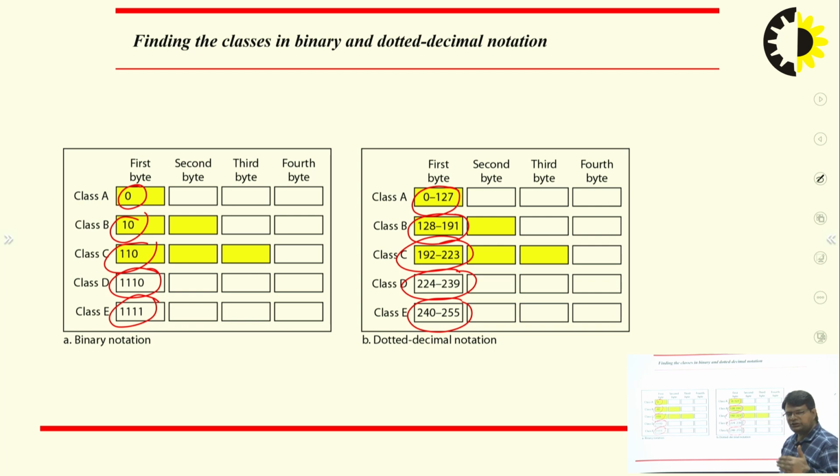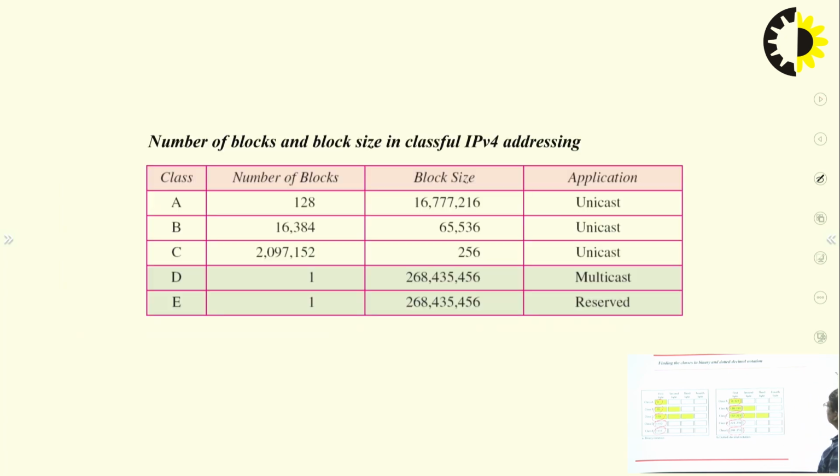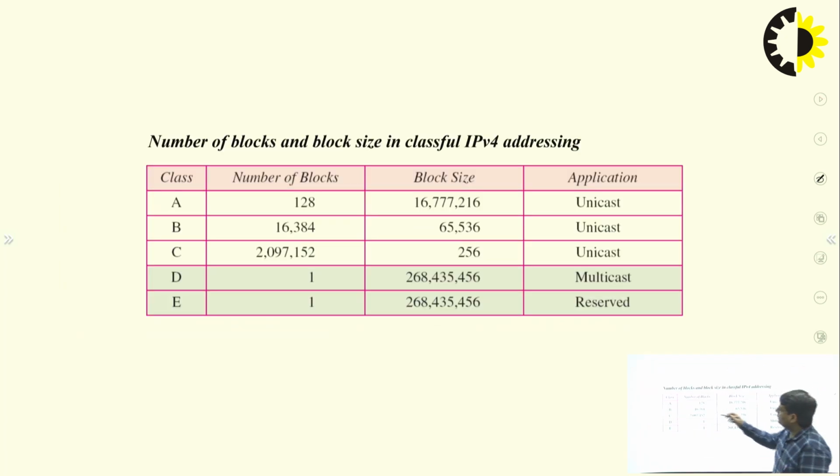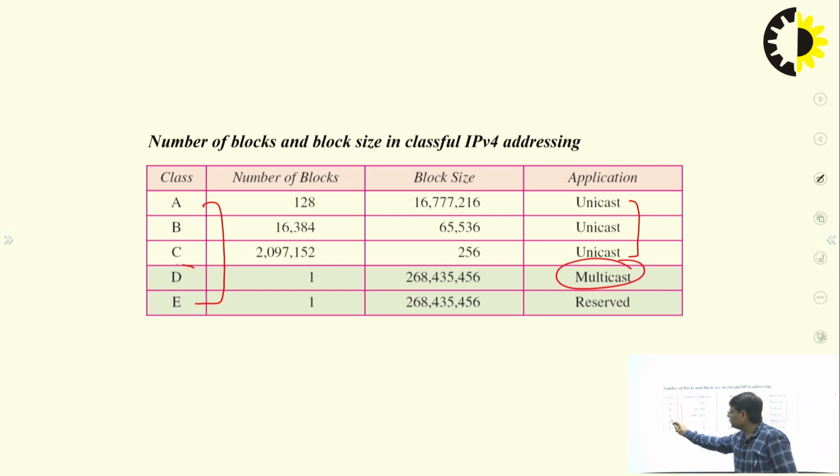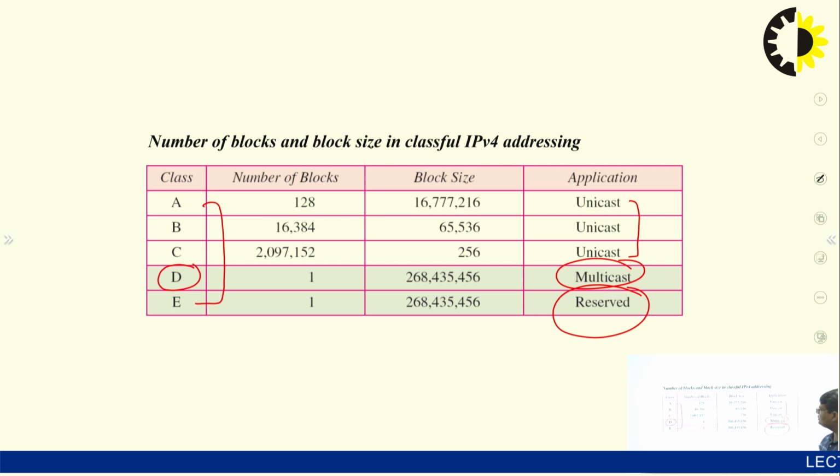Range-wise we have divided into classes A, B, C, D and E, so that different applications can be performed over the different classes. The classes of IP address version 4 can be used for applications here. Unicast communication can be used over classes A, B and C, whereas multicast applications use the IP address of class D, whereas class E of IP version 4 is reserved for future applications.